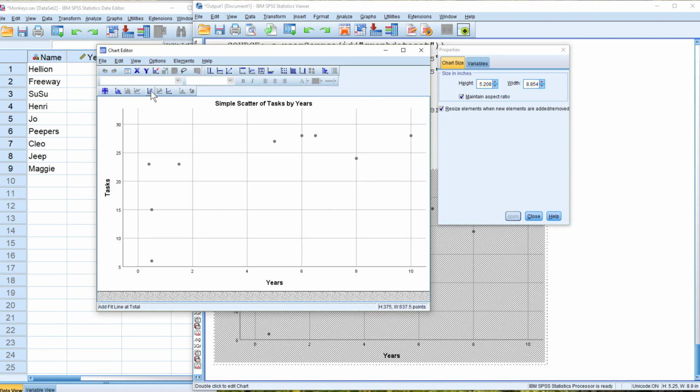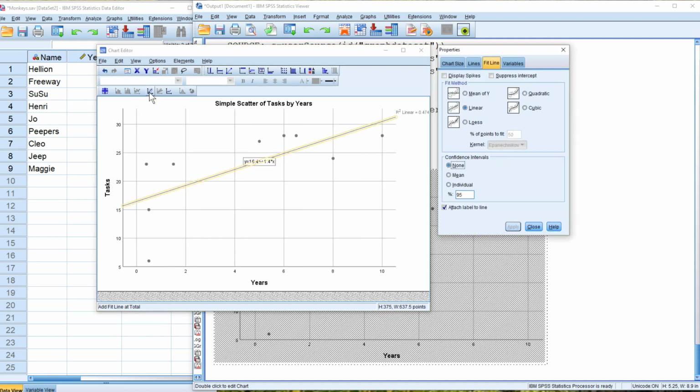So if we go to the add fit line at total, there it goes, add fit line at total. By default, it will add a straight line, and we can see here, well, hopefully you can see on your version, because this font is tiny, the R squared is 0.474. So that's saying we can explain about 47% of the variation in the number of tasks performed simply by the years the monkey has been in service. Now, hopefully you're looking at this going, I don't think that straight line fits very well. And I would agree with you, I don't think that straight line fits very well either.